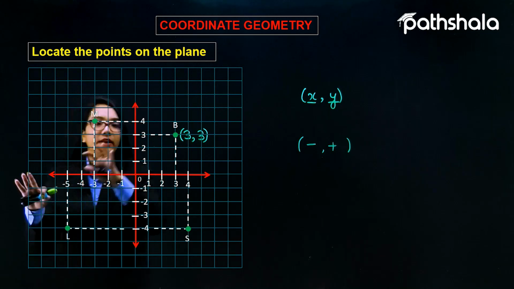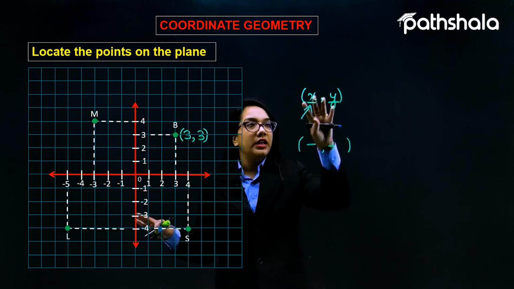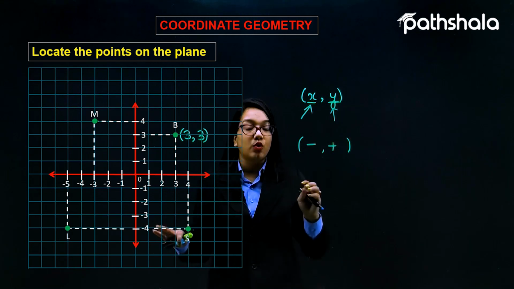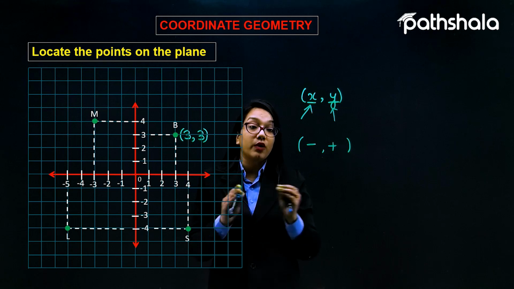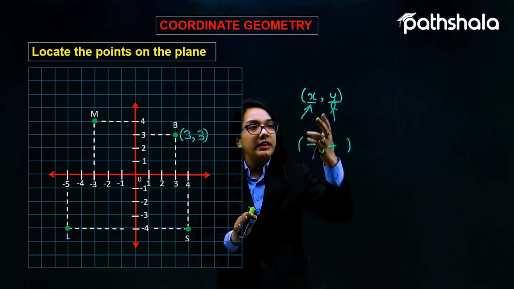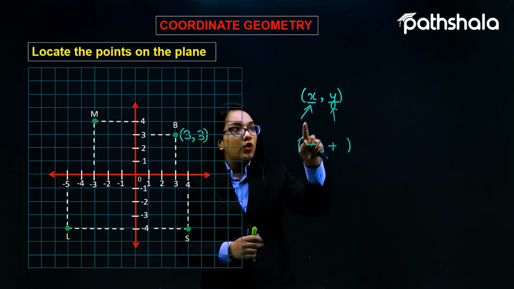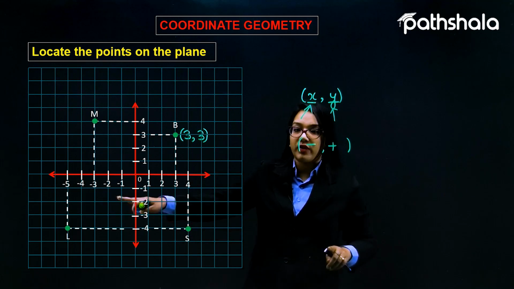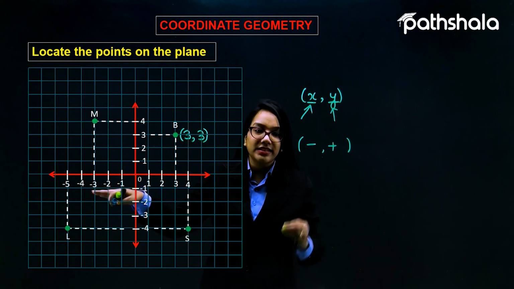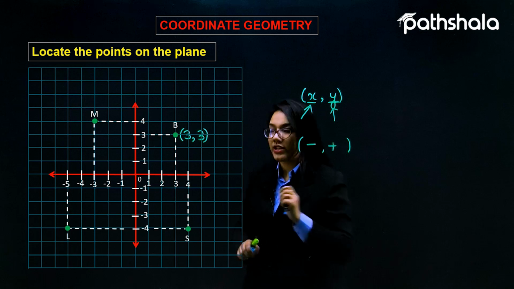So the x coordinate always comes first, and y always comes in the second place. Always remember, whenever we are writing coordinates, x always comes first and then y. We never take y comma x. We always take x comma y. So x is negative, as we can see over here, the x-axis is negative. So the x value will be negative and y will be positive. So let's see over here.